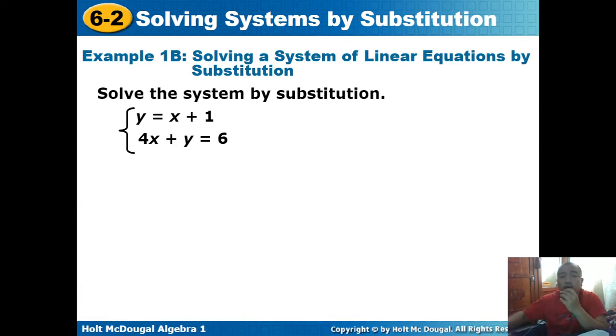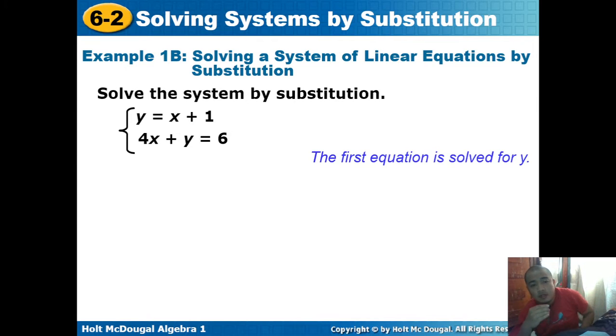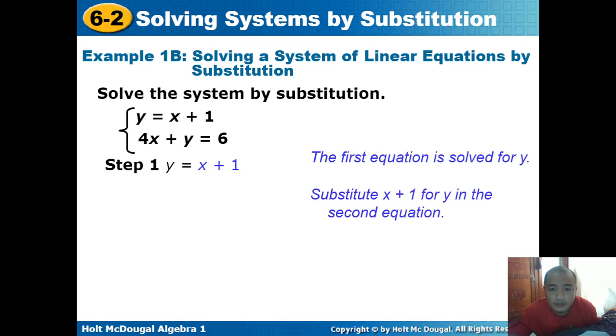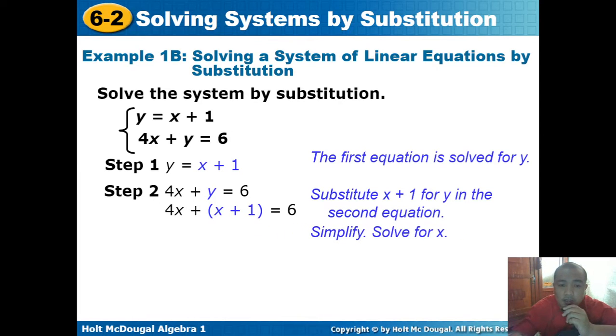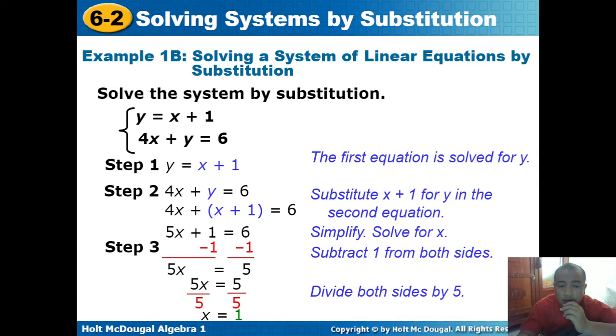Okay, next, example 1B, solve the system by substitution. Okay, meron na tayong equation, solve for y. Substitute the value of y, which is x plus 1, to equation 2. Yan, 4x plus y equals 6, substitute y by x plus 1. Then you can now solve for x. 4x plus x is 5x na yan. 5x plus 1 equals 6. 6 minus 1 is 5. 5x equals 5. Divide both sides by 5. Therefore, x equals 1.